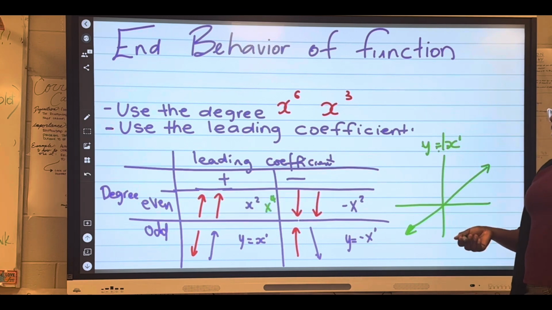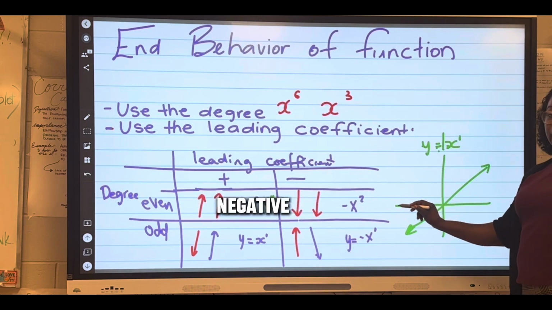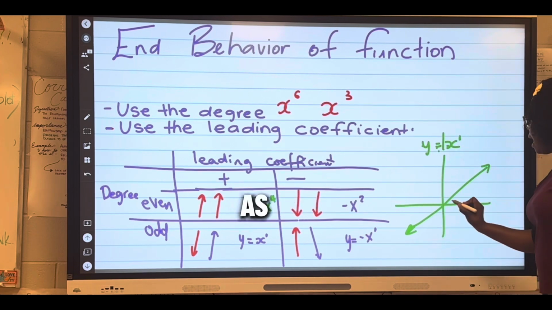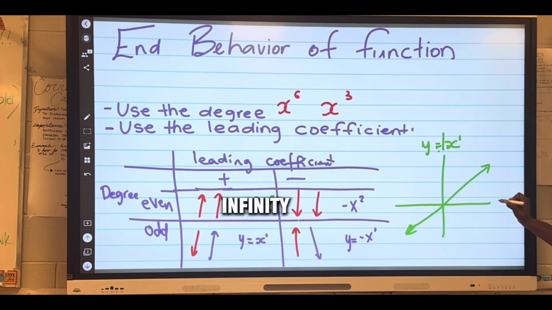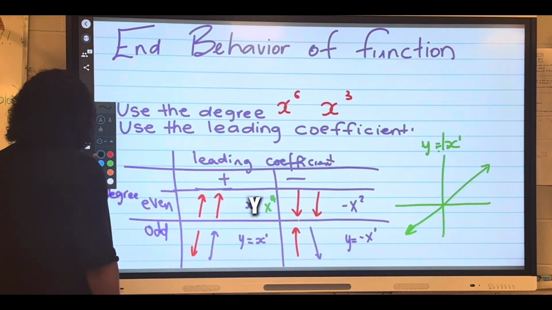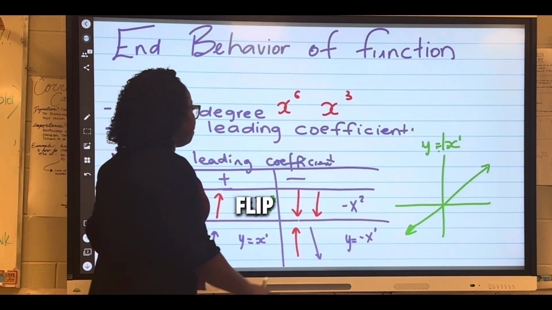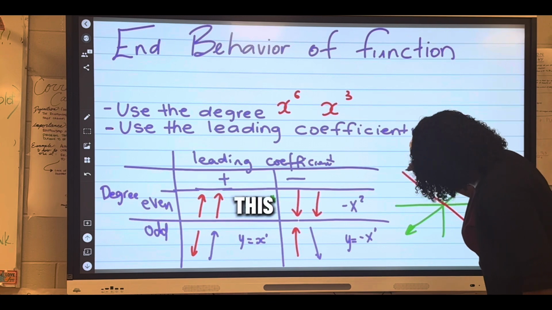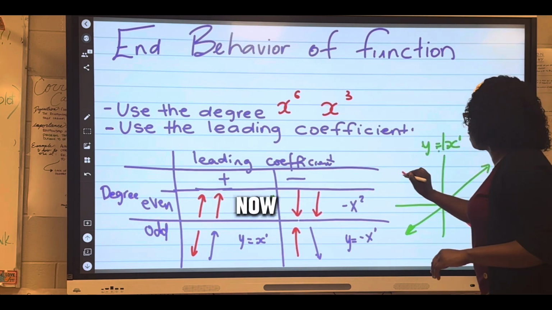So it's basically saying as x approaches negative infinity, y is approaching negative infinity. As x goes to positive infinity, y is going up to positive infinity. And the same can be said for y equal negative x. So if we want to flip the graph around, I'm going to put it in red so you can see. It's not drawn to scale, so don't penalize me right now.